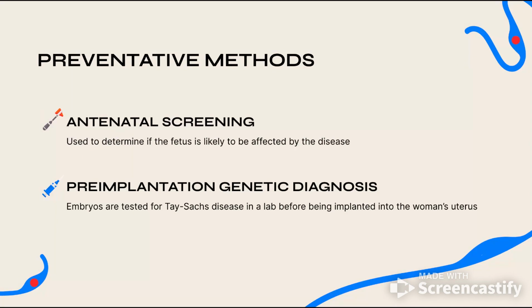One of the methods that can be used is chorionic villus sampling, which uses a cell sample from the placenta that is tested for evidence of the disease. And then pre-implantation genetic diagnosis is similar to IVF, in which the ova are harvested and fertilized by a father's sperm in a lab. These embryos are then tested for Tay-Sachs, and those that are unaffected will be implanted in the uterus for the pregnancy to continue.